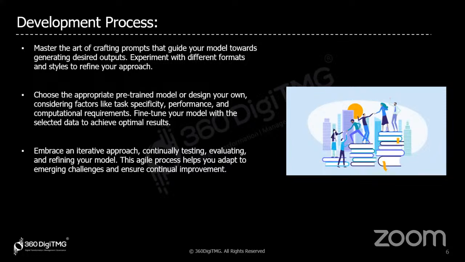Okay, then embracing an iterative approach, right? Continuously testing, evaluating more models, refining your model. So let's say you've tested 7 to 8 models and you find that 3 models are giving you the best kind of accuracy and performance. You need to go back, fine tune them, right? Fine tune them to perfection. A lot of experimentation will be involved.